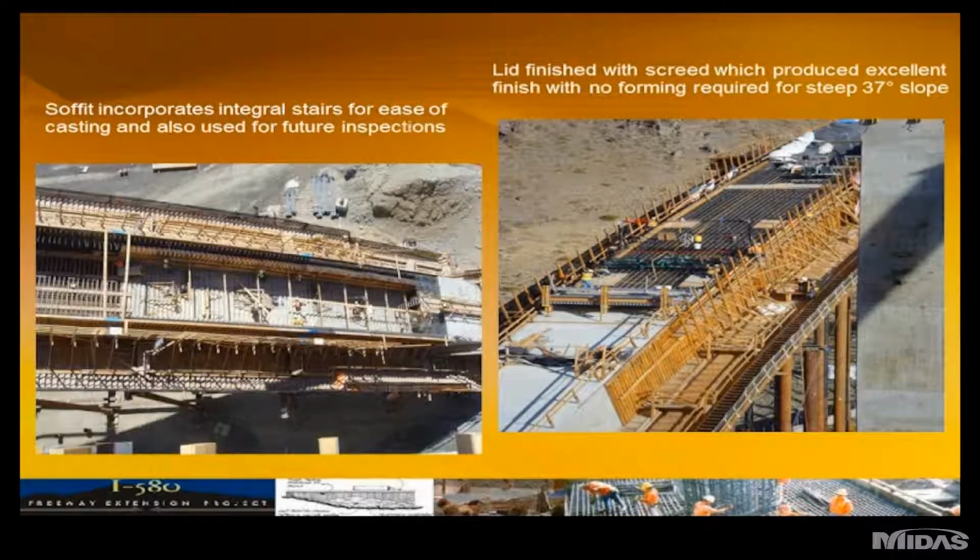The soffit of the arch rib near the springing off the thrust blocks utilized some integral stair steps, which certainly made it easier for the crew to cast, but also allowed for easy inspection later on inside the arch rib with the steep slope. The lid, you can see on the right-hand side, was finished without any formwork. They perfected the concrete mix and slump and the finishing screed, and was able to cast and pour it without any formwork very successfully.